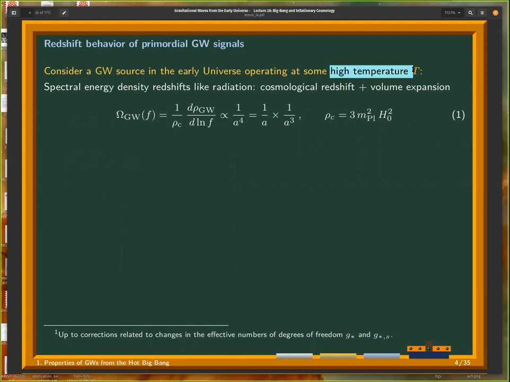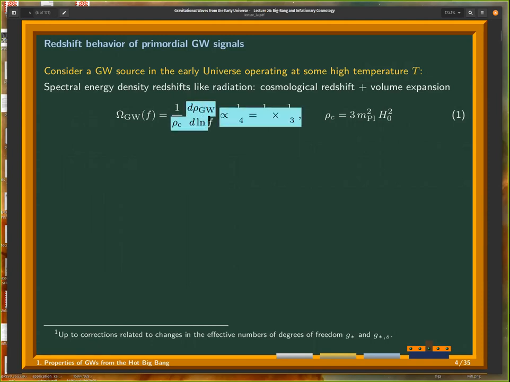How the redshift all the way up to today when we can hope to observe these gravitational waves. So yesterday we learned already that the spectral energy density of gravitational waves redshifts like radiation. So yesterday we defined this omega parameter, the energy density parameter of gravitational waves. We defined this as the spectral energy density, so energy per logarithmic frequency interval, in relation to the critical or total energy density of the universe.